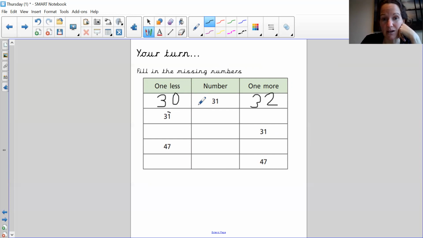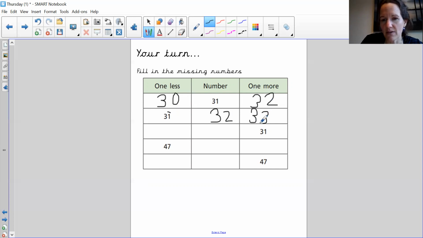So let's have a look up here. I've got 30 in my 1 less. So if I have done 1 less, to find out my number, I need to add 1. So 31, to find out what my number could be, I need to add 1. So my number is then 32. And then 1 more than 32 would be 33. Okay.